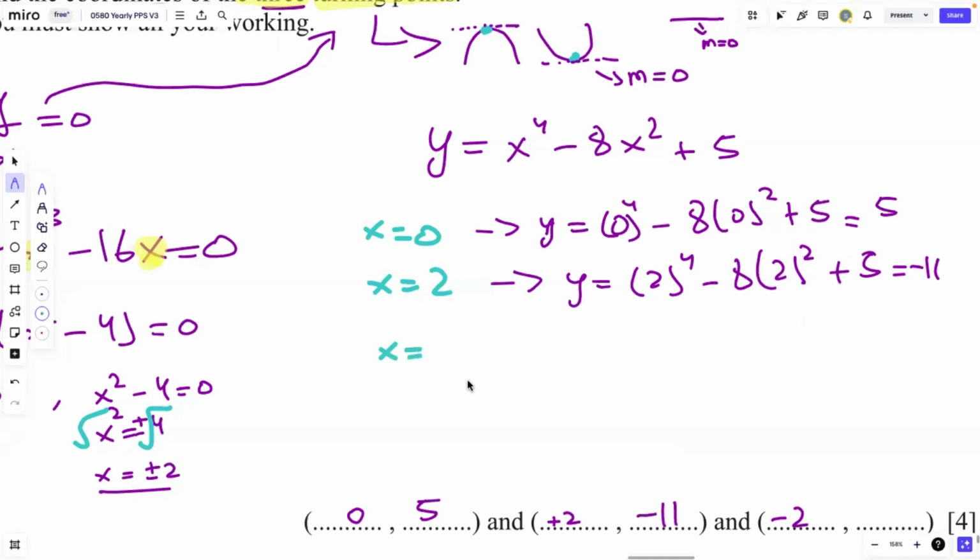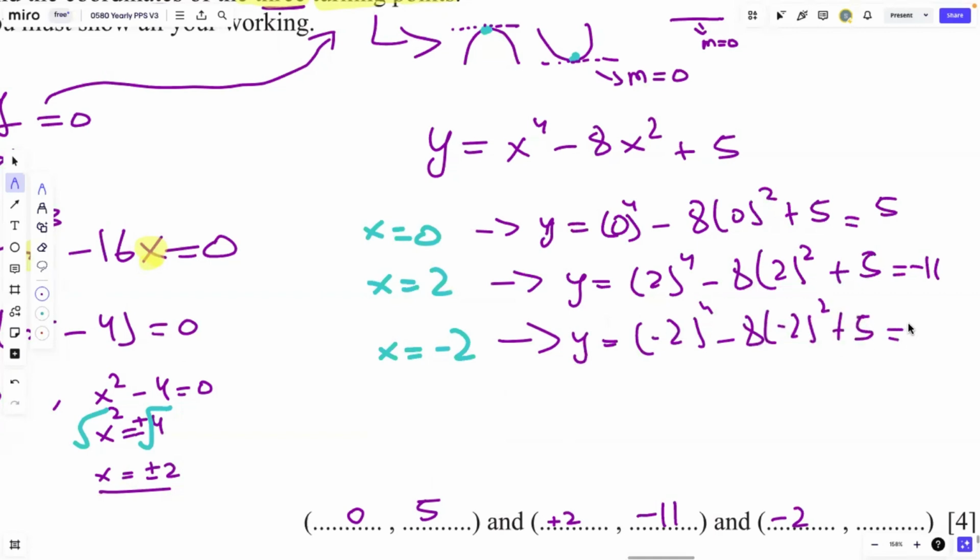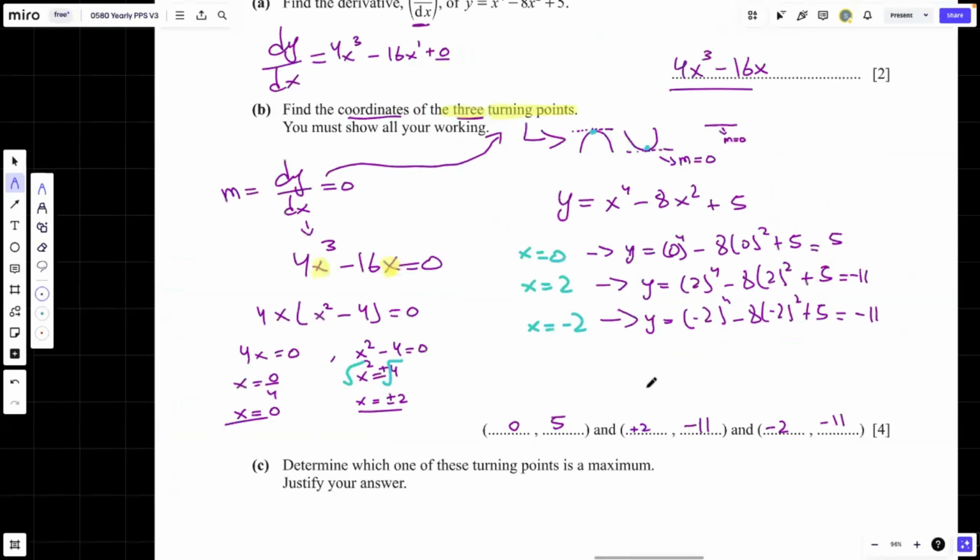And last up, do not mix up the values. Do not mix up the wrong x coordinate with the relevant y coordinate. Make sure you match them up correctly, in the correct order that you have. So that's going to be negative 2, to the power 4 minus 8 times negative 2 squared plus 5. Use brackets, otherwise you'll get the wrong answer because you have a negative value. So that's negative 11 again. Yeah, getting the same answer as negative 11. So those are your three sets of turning points.